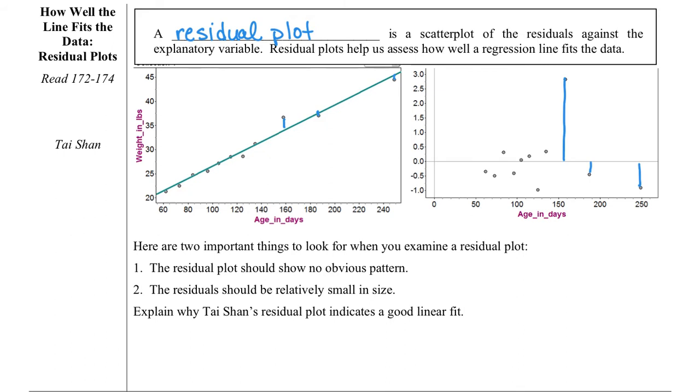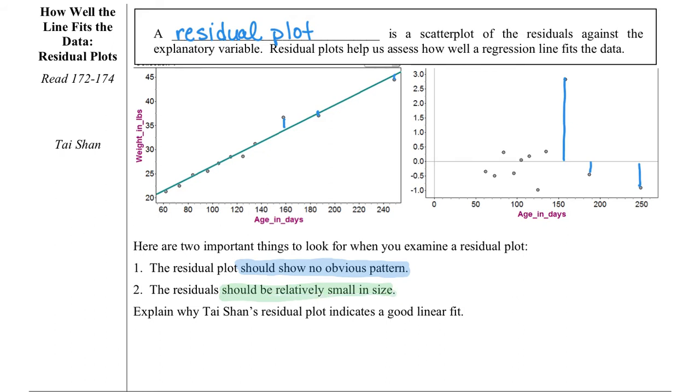There are two things you want to look for in your residual plot. We want to see no obvious pattern. This confirms that it is a linear pattern, and I showed you what would happen if we had a quadratic pattern. It would look quadratic. It would look like it has a shape. The second thing is that the residuals themselves should be relatively small in size.